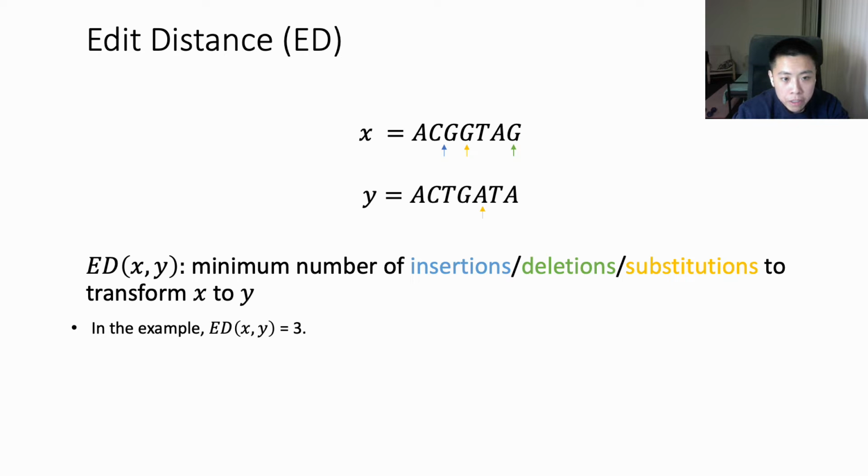So first, let me give an introduction to the problem we studied, edit distance and the longest common subsequence. The edit distance problem takes two strings x and y as input, and the output is the minimum number of insertions, deletions, or substitutions that is required to transform x to y. In the example here, we can first insert a t after the first two symbols of x, and replace the g with an a, and finally delete the last symbol g in x. So the edit distance between these two strings is 3.